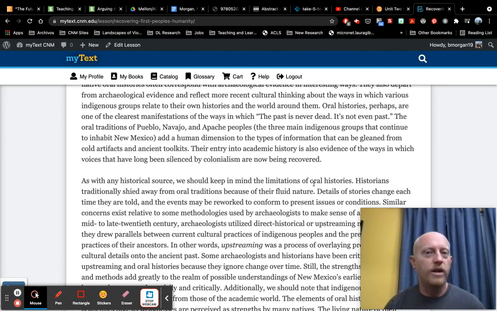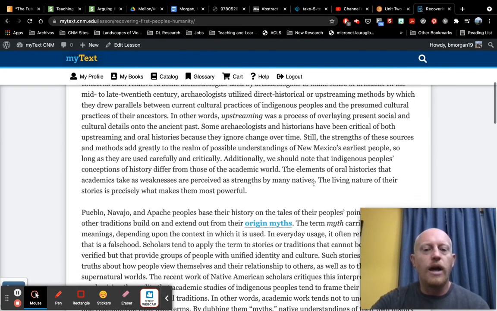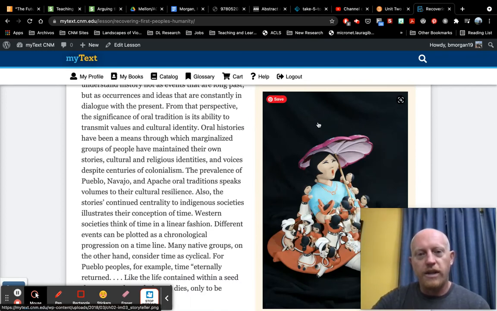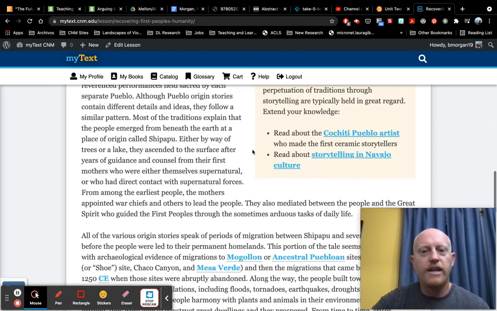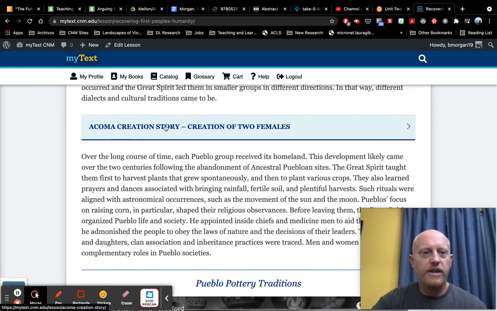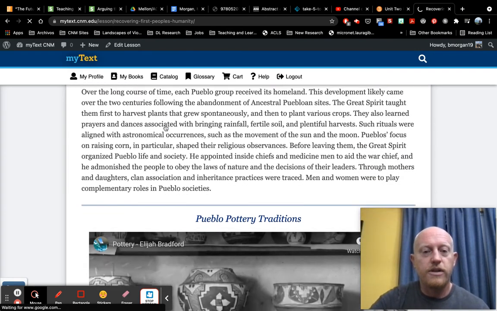We're talking about what gives that human shape to the history of the earliest inhabitants. What are some of the pieces of evidence they left behind? So look at the images, look at the headings. You can follow some of these links to get more information. Here is the Acoma creation story. So that helps us think about how these people have their cultural foundations, these people who are the foundation of New Mexico itself.